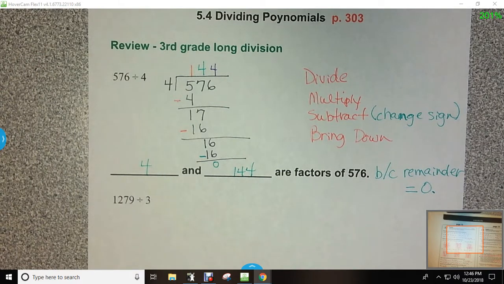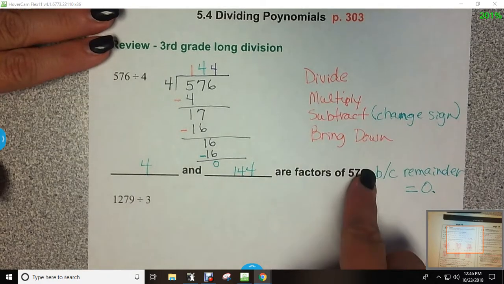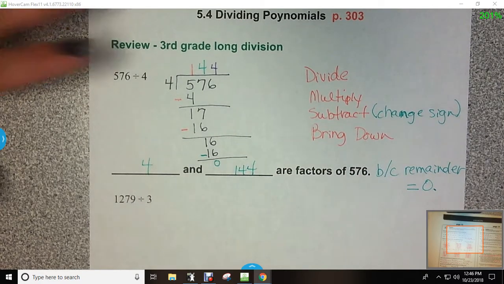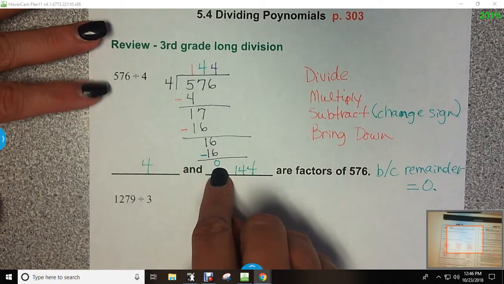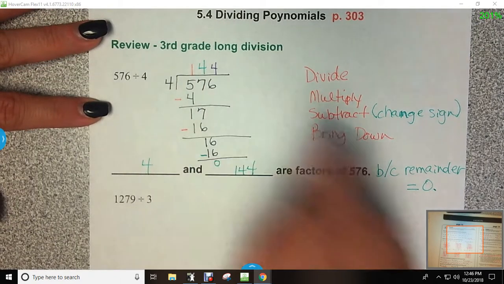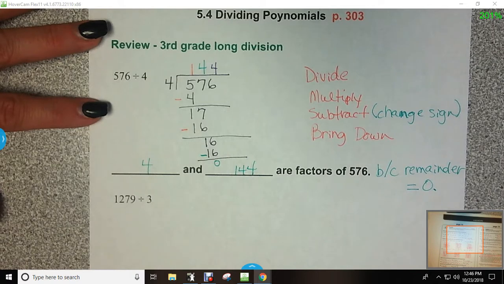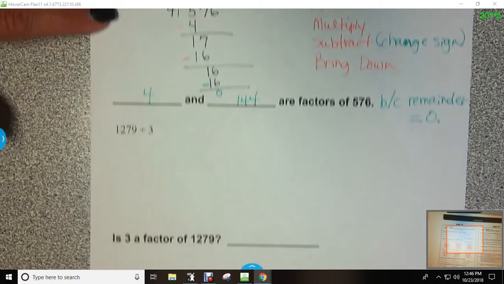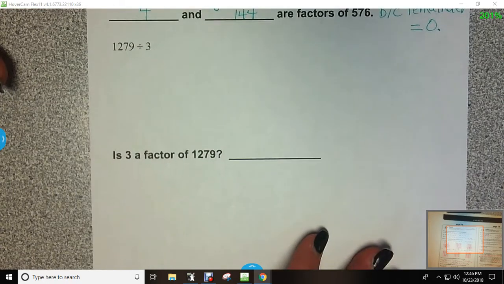So what I really need you to see with this example is first to review the steps, but then to start thinking about a remainder of 0 and being factors of something, because that's going to translate over to what we're doing in a few minutes. Right? Next one.